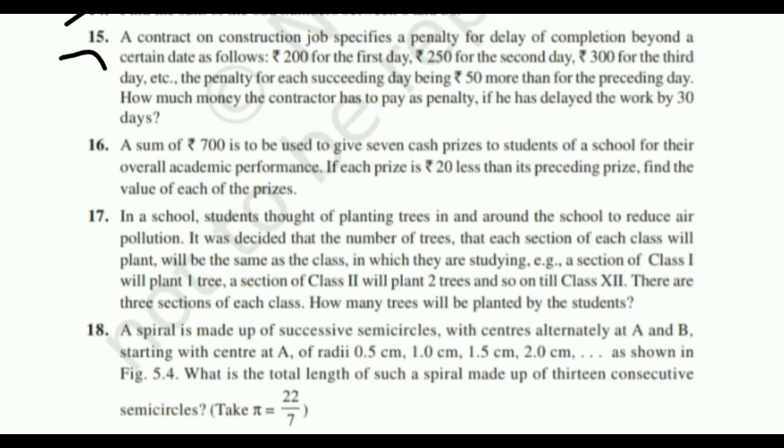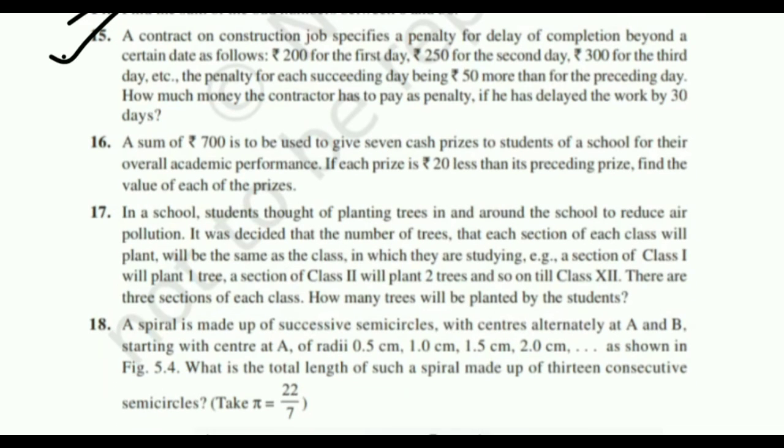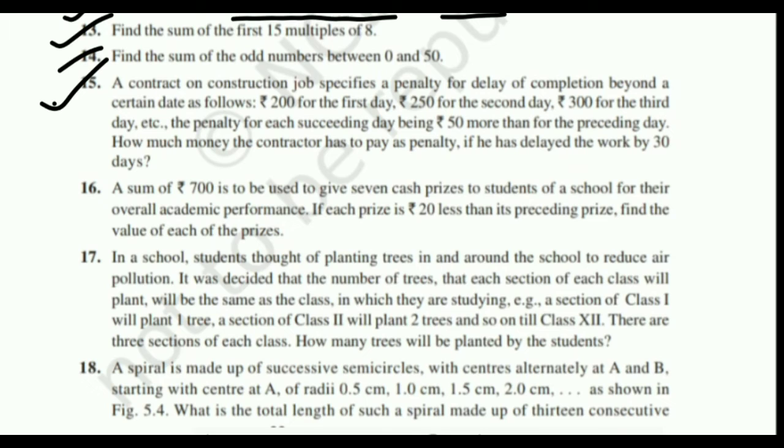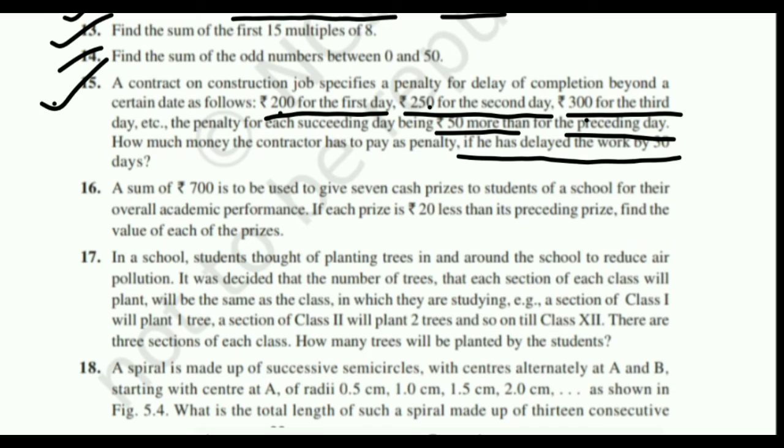Next one is a word problem. A contract on a construction job specifies a penalty for delay of completion beyond a certain date as follows: rupees 200 for the first day, 250 for the second day, 300 for the third day, etc. The penalty for each succeeding day being rupees 50 more than for the preceding day. See, 50 more than means your common difference will be 50. So this is your AP: 200, 250, 300, etc. How much money the contractor has to pay as penalty if he has delayed the work by 30 days. Okay, so this is the question.